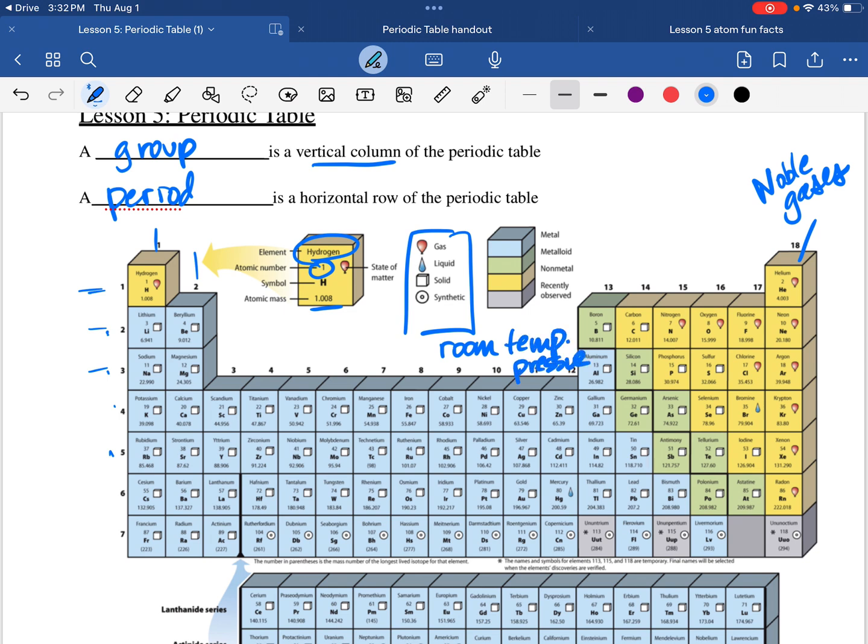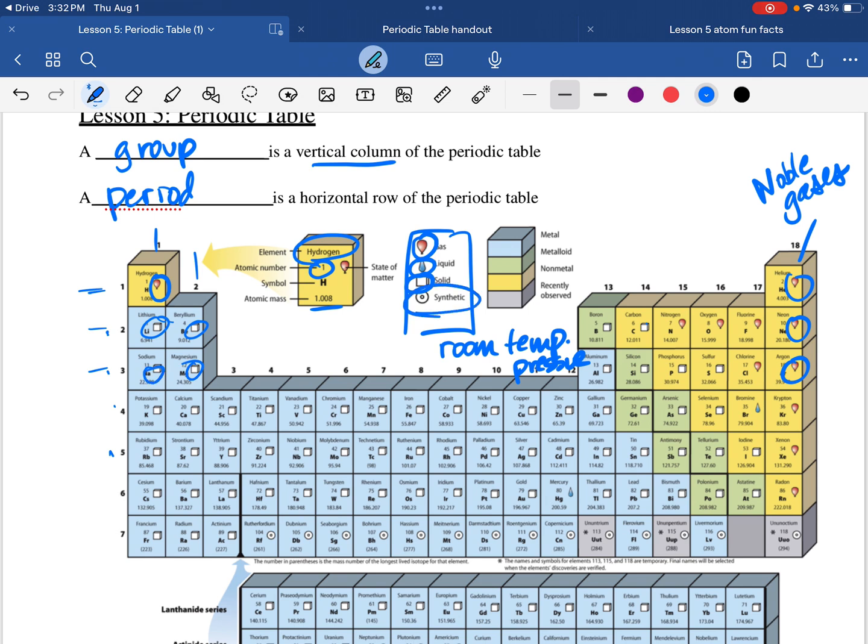So we can look at the little key here. So things that are gas at room temperature have a little fun balloon. So hydrogen is a gas at room temperature, helium, neon, argon. Liquid, I think there's only one liquid at a room temperature. That's interesting. You can see if you can find it. Solids, many things, or most things, are solid at room temperature. You can see they all have this solid symbol.